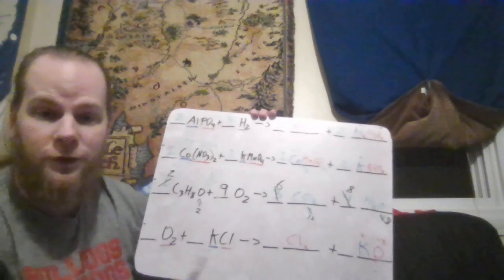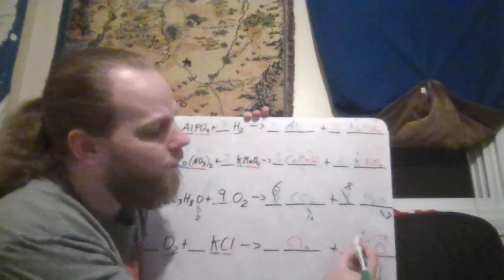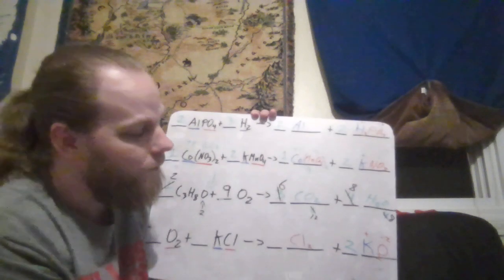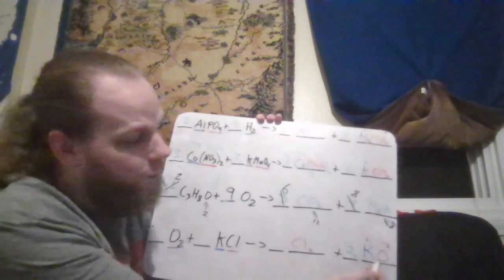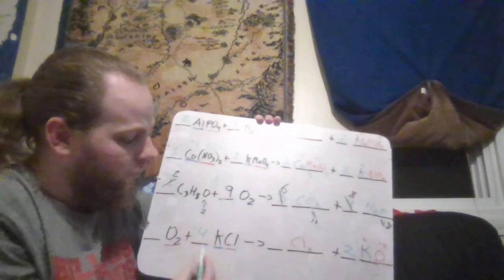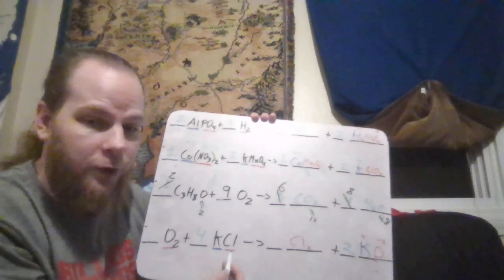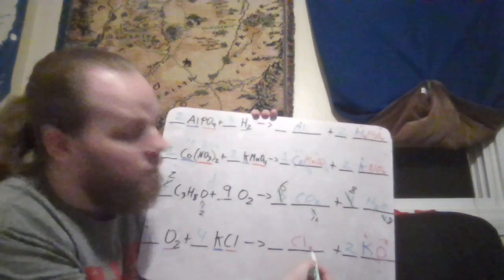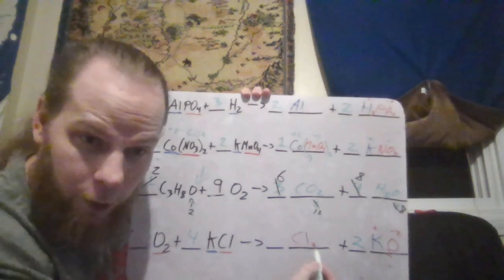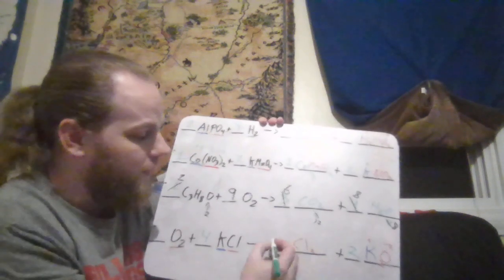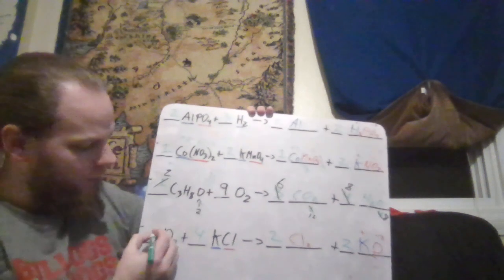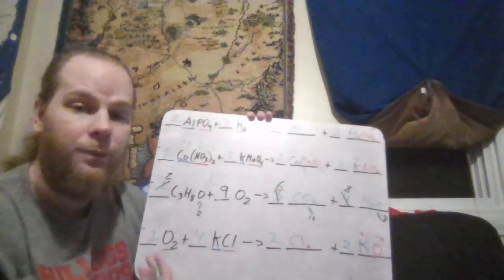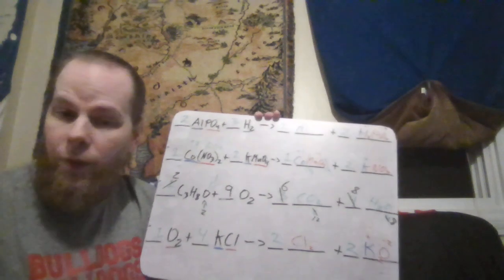Well, there are 2 oxygens on this side and only 1 here, so we need a 2 here. That 2 affects the potassium as well, so coming over here, there's 4, so we need to write a 4. That 4 also applies to the chlorine. We need 4 chlorines, but there's 2 here. So that means we need a 2, because 2 times 2 will give us 4. And then this stays a 1. And that's it. That's all there is to it.